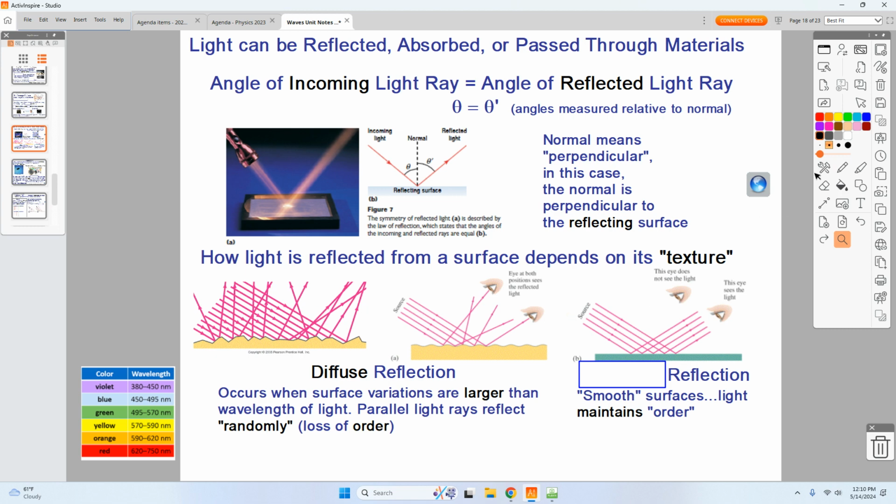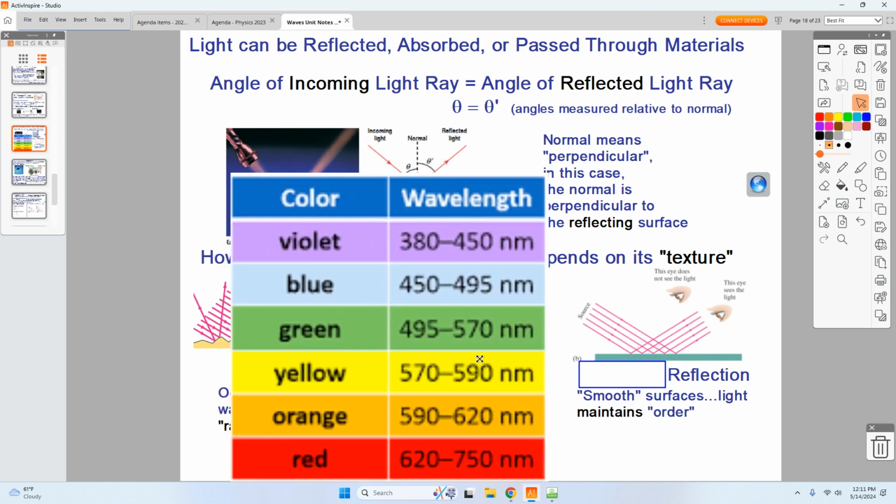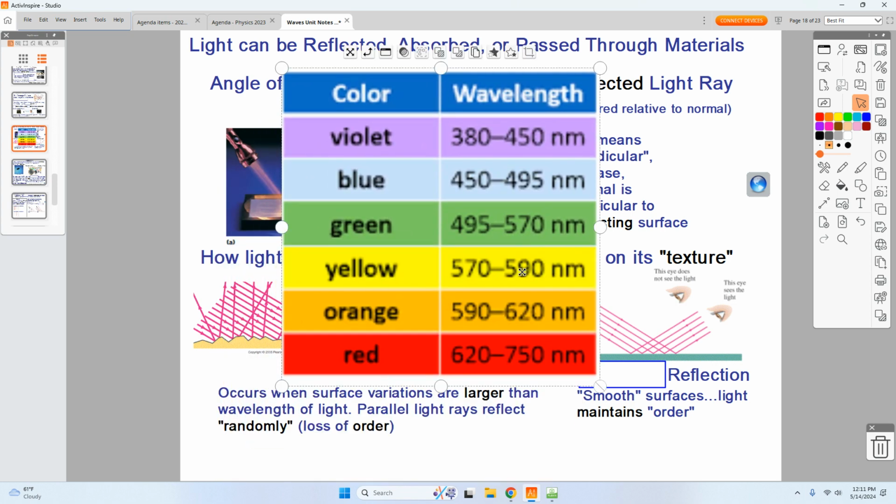I'm going to pull this over so you can see it better. Roy G. Biv: we talked about the visible spectrum of light. The lowest frequency, longest wavelength is red, and we would say it varies between 620 to 750 nanometers. That would be on the order of 10 to the negative 7. Nano means 10 to the negative 9, so these would be on the order of 10 to the negative 7 meters. These are very, very tiny wavelengths.